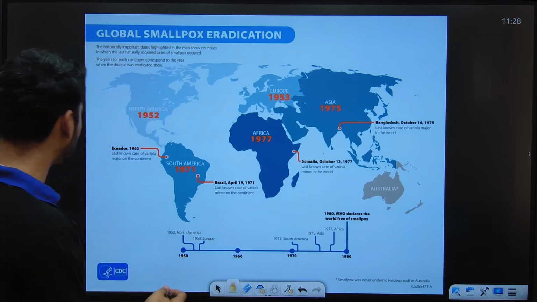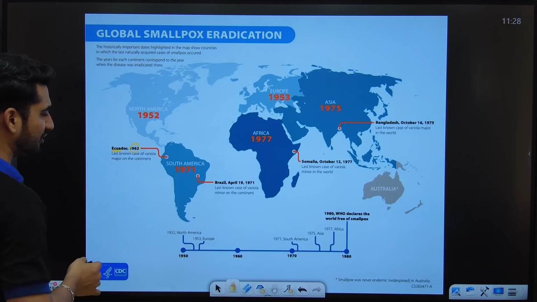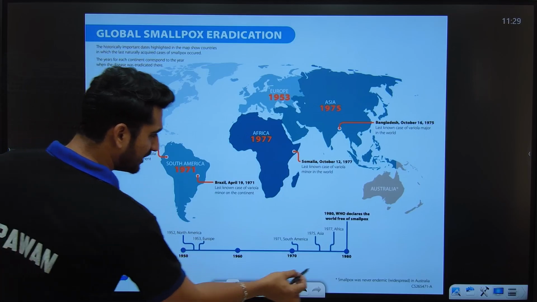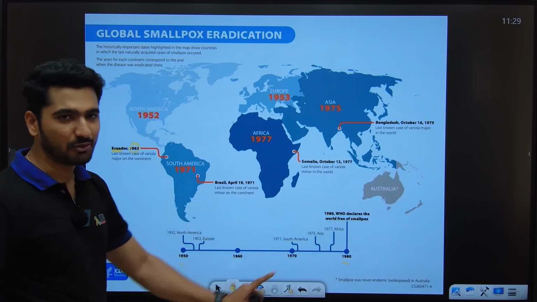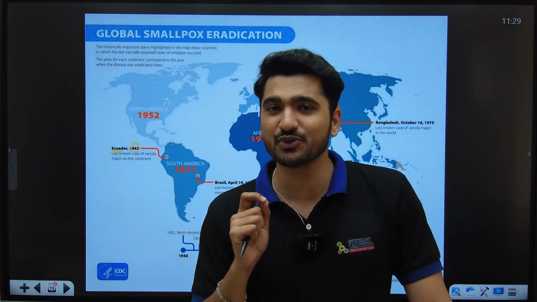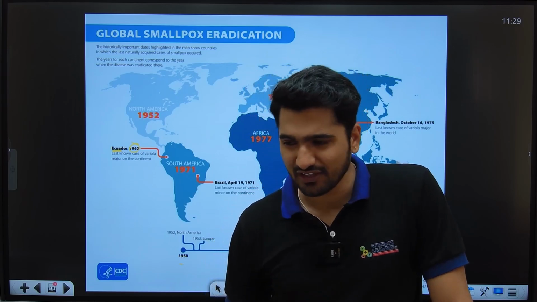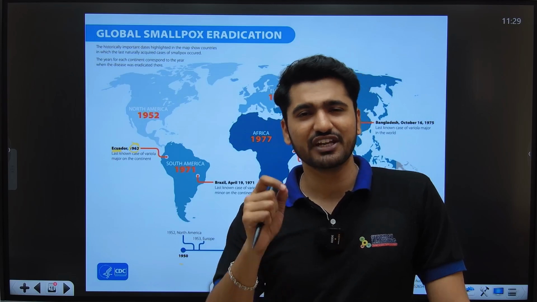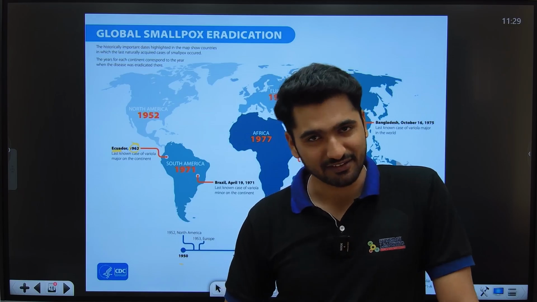And if you see here, the last case in Ecuador was in 1962. Between 1950 and 1980, WHO declared that the world is free of smallpox. So Edward Jenner played a very crucial role in the eradication of smallpox. This is considered one of the greatest stories in history, the history of vaccines.